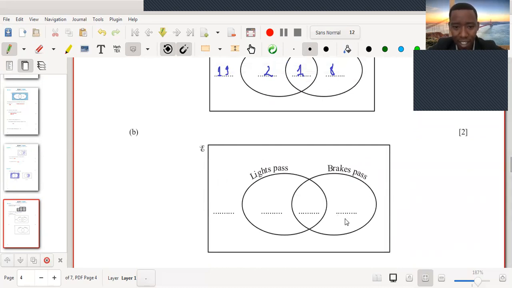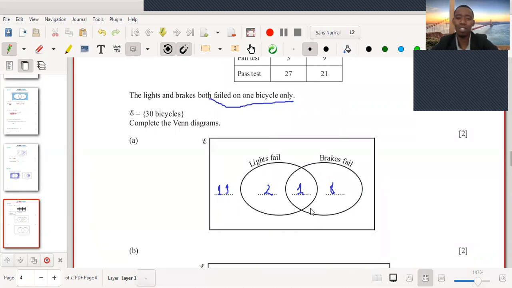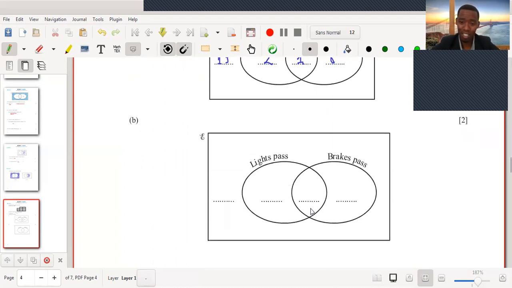Next is this. Now remember we still have 30. When you go to the next part, we have 27 who passed the light test, and then 21 who passed the black test. And remember, they both failed for one. So here, like pass, and they failed for one, so we put one there. One failed, remember that. So one is there.